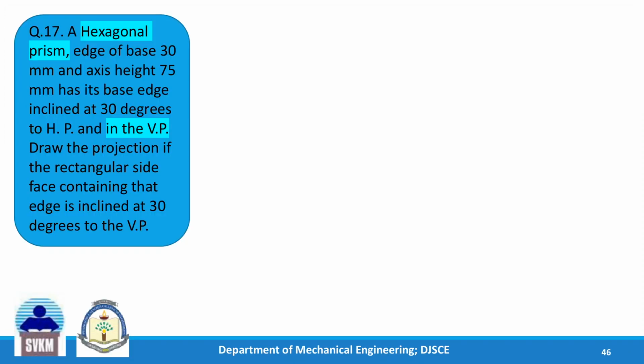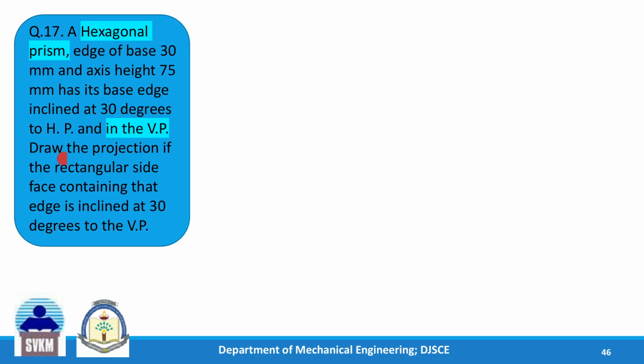Let us move ahead. See this now. A hexagonal prism, edge of base 30 mm, axis height 75 mm, has its base edge inclined at 30 degrees to HP and in the VP. That is the difference here. Okay, it's a hexagonal prism. Okay, but now what is given here is that it's a base edge inclined at 30 degrees to HP. Okay, but the base edge is in the VP. So first step, we have to keep this on VP with the axis perpendicular to VP. Second step, we will interpret it further.